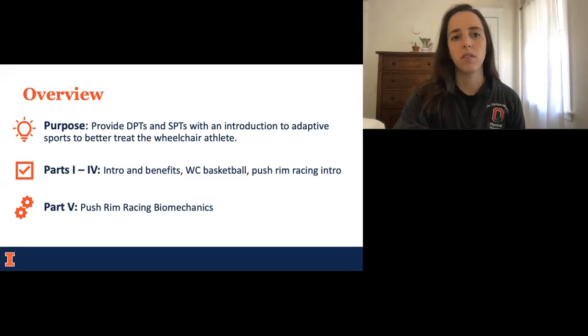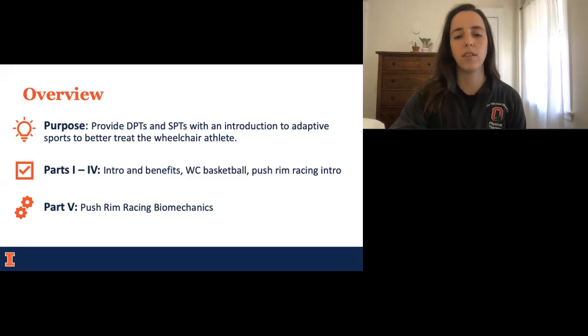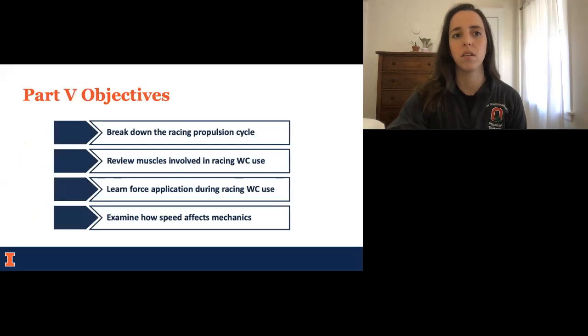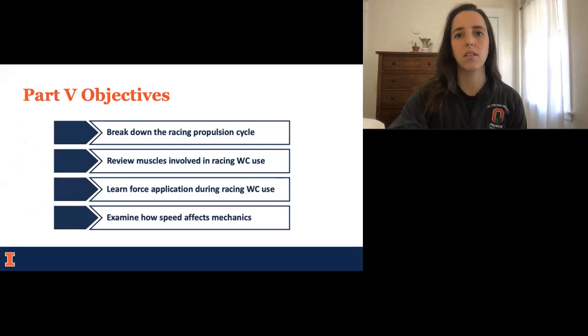The first 4 parts included the intro and benefits to adaptive sports, wheelchair basketball, and push rim racing intro. Part 5, which is this lecture, is going to include push rim racing biomechanics. The objectives for today are to break down the racing propulsion cycle, review muscles involved in wheelchair racing, learn force application during racing, and examine how speed affects mechanics.